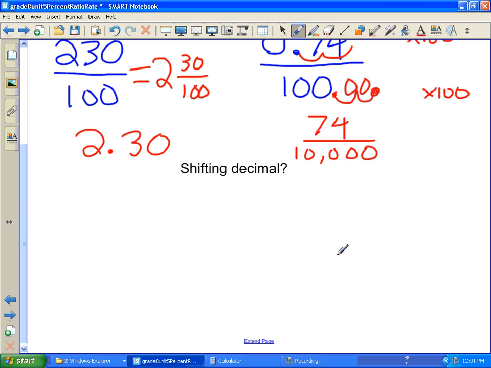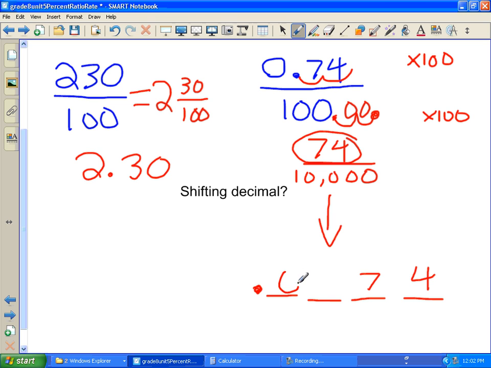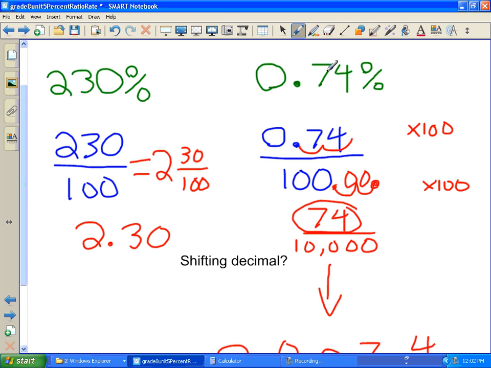The only thing left to do now is to remember my decimal places. So this is tenths, hundredths, thousandths, 10,000ths. So where do I put my 74 10,000ths? Right at the end of my 10,000ths place. And that is my answer once I put in my zeros in front. So that's how I will change it to a decimal if it's smaller than 1%, sorry.